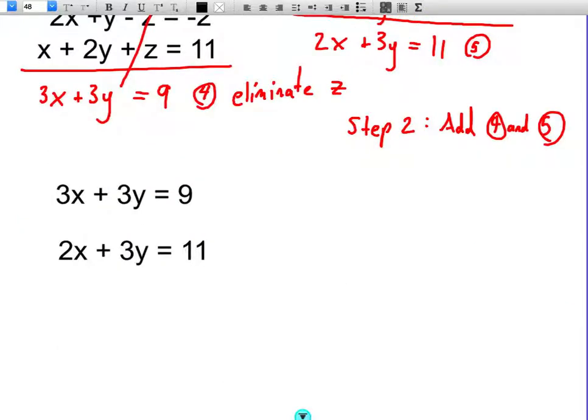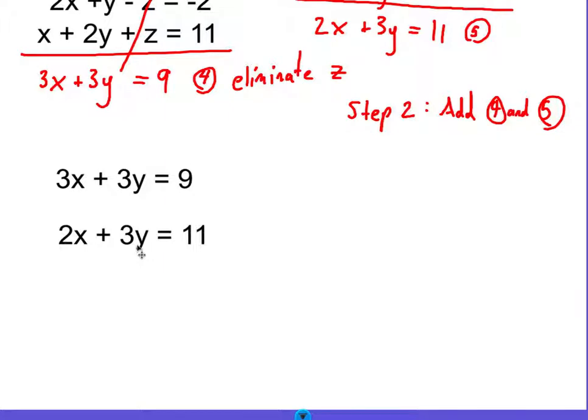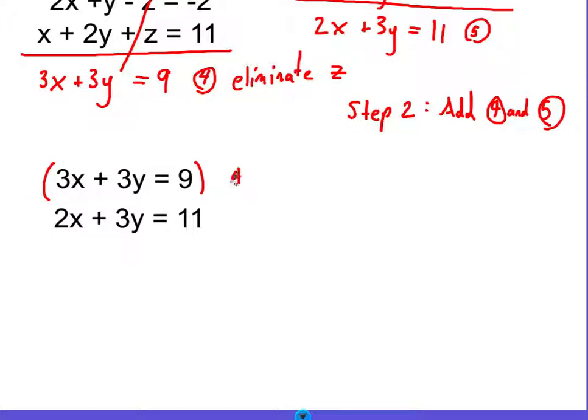And as you can see, this is simply a system of two equations with two variables, which we are really familiar with solving. So in order to solve this, I can see that I have positive 3y and another positive 3y. If I make one of them negative, then the y's are going to eliminate. So I'm going to go ahead and multiply equation 4 with negative 1.